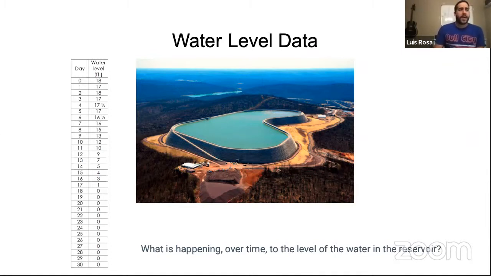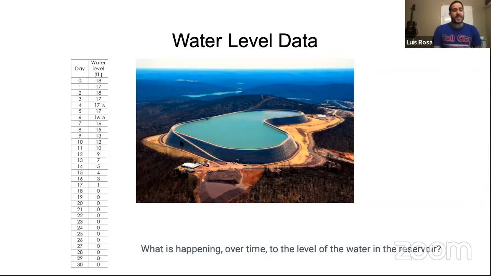Well, if I look at my numbers over here, the number on day 0 is 18. The number on day 1 is 17. On day 2, it goes back to 18. And then on day 3, it goes to 17. Then on day 4, it goes to 17 and a half. Day 5 goes to 17. Day 6 goes to 16 and a half. Then day 7 goes to 16, 15.